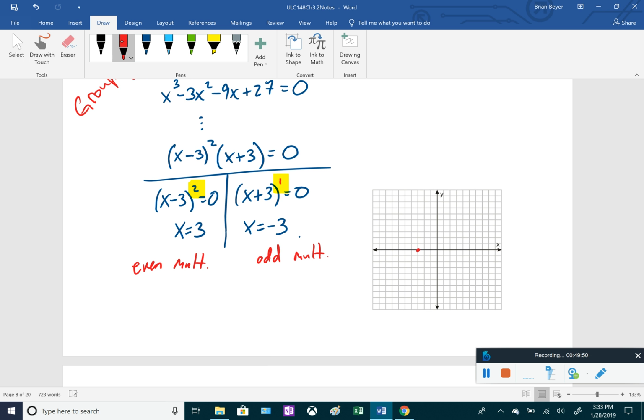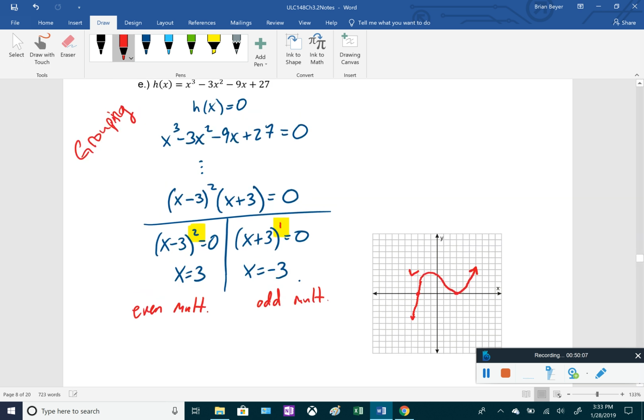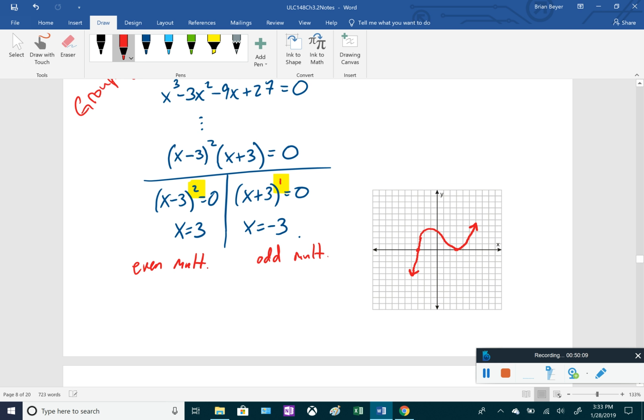So we have negative 3, positive 3. We can use the end behavior. We know it cuts through at negative 3, and then it's going to come back and touch at positive 3 and bounce back for the even multiplicity. And this is h of x. Okay, so that's multiplicity and x-intercepts.